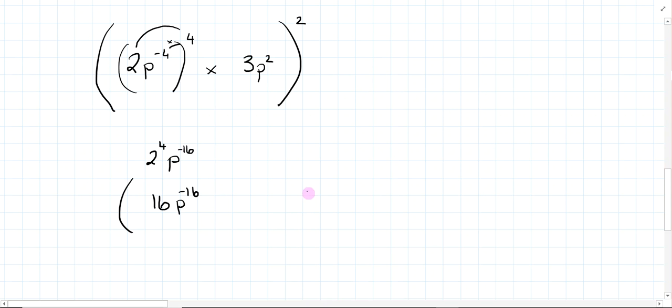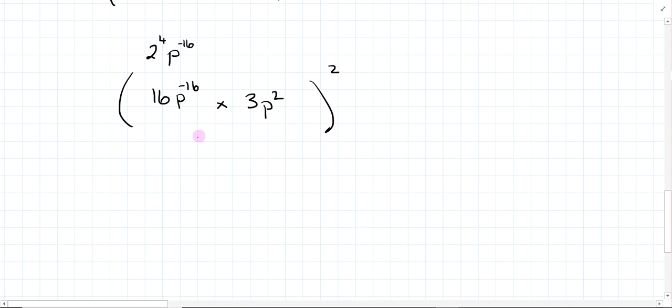These brackets are still there, but now I can deal with inside the second set of brackets, which ends up being 16 times 3, which is 48, p to the power of... all of that finally is squared, so we have 48 squared, p to the minus 28.